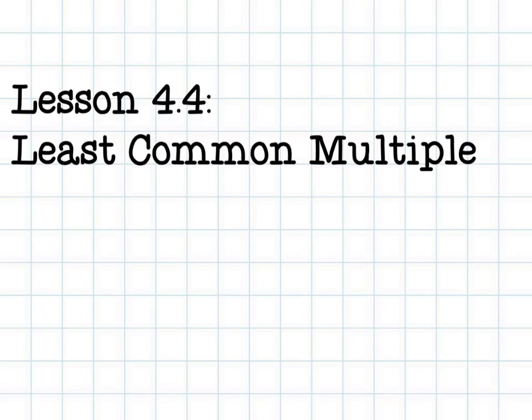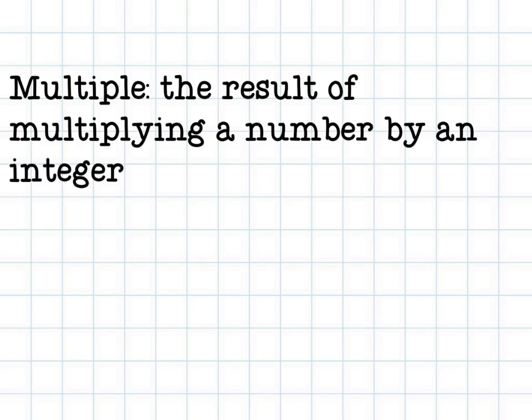Today's lesson is 4.4, Least Common Multiple. A multiple is the result of multiplying a number by an integer. For example, if we start with the number 3 and I multiply it by 1, I get 3. If I multiply it by 2, I get 6. Multiply it by 3, I get 9. Multiply it by 4, I get 12, and you can see the pattern. So it's basically like doing your times tables depending on what the numbers are.